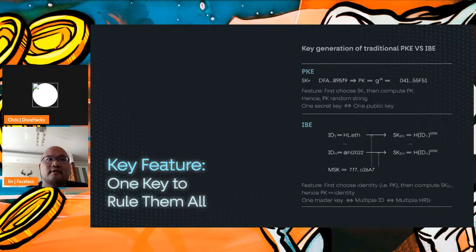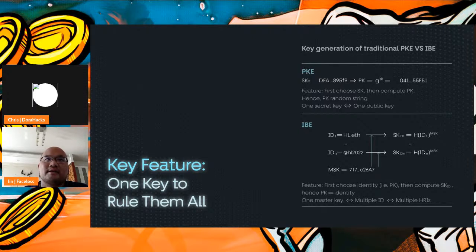So we'll briefly go through how we exactly achieve these 3 properties. The first one is about how to achieve the one key to manage all payments. We can achieve this basically due to the difference between the key generation algorithm of the traditional PKE scheme versus the IB scheme.